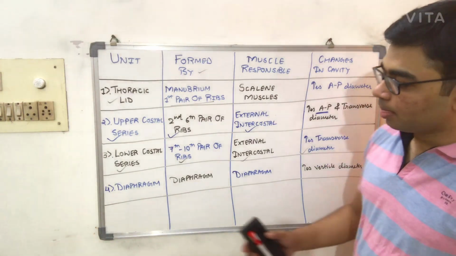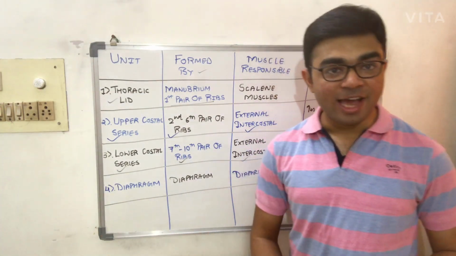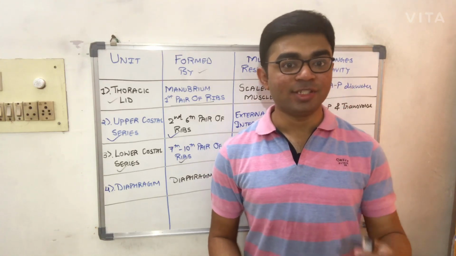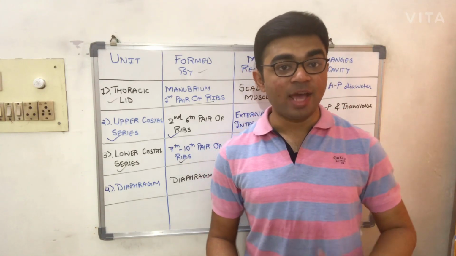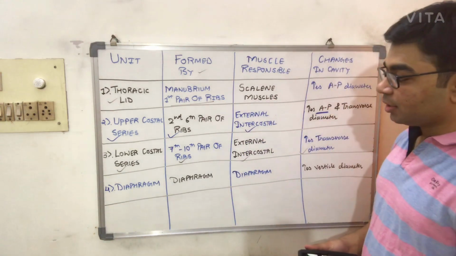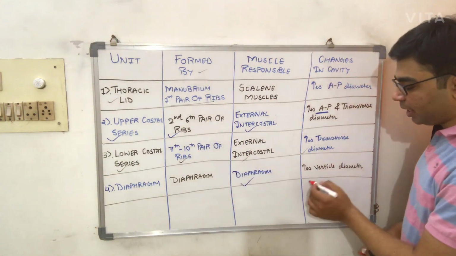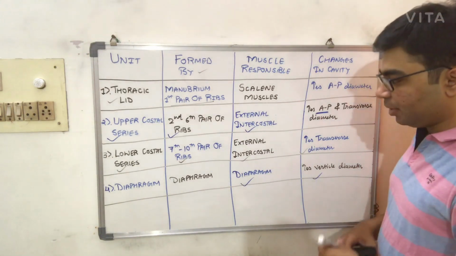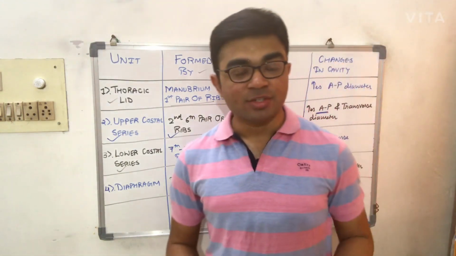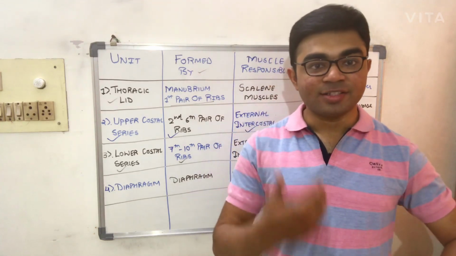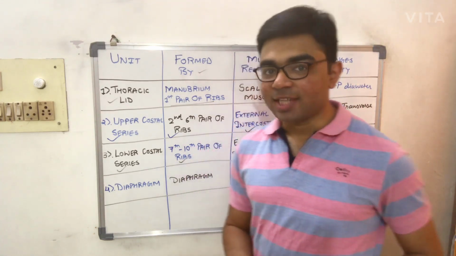And the last and most important unit is the diaphragm. It is the major inspiratory muscle and the only muscle responsible for increasing the vertical diameter of the thoracic cavity. The diaphragm itself is a muscle, and it increases the vertical diameter of the thoracic cavity. The diaphragm is the only muscle responsible for increasing the vertical diameter.